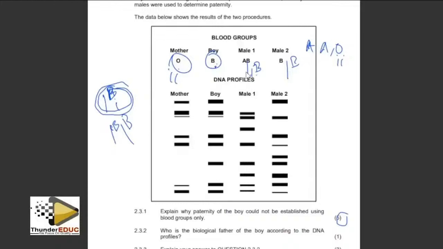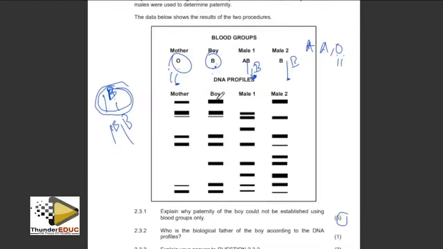And then the male with this blood group can give this allele for B to the boy, so he can be the father. Or this one can also give one allele for B and get another one from here, and he also can be the what? Can be the father. That's why we cannot conclude using blood group who is the father of this boy. As I repeat, blood group can only be used to eliminate the possibilities which cannot happen in a situation. Who is the biological father of the boy using the DNA profile?